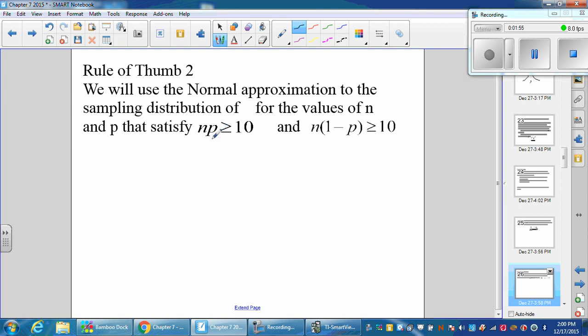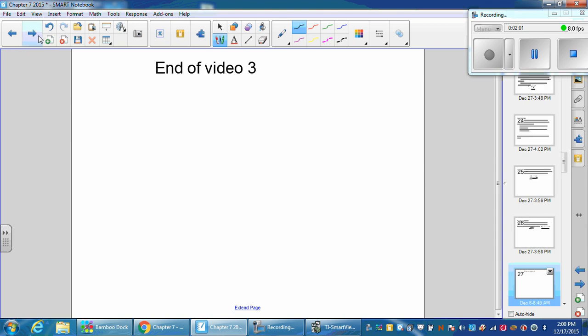Also, from our previous chapter, we have to check that there's a normal distribution, so we have to see that n times p and n times 1 minus p are both greater than 10.